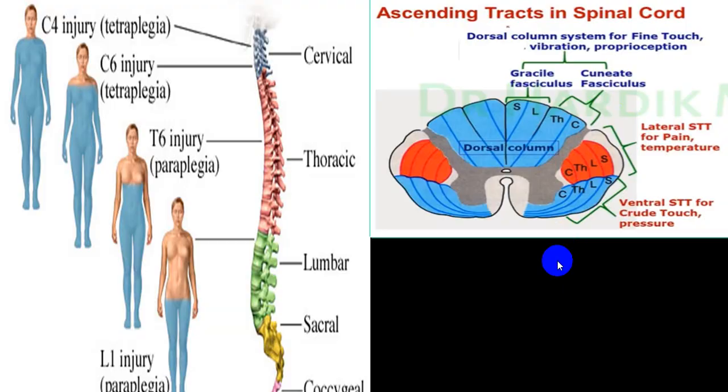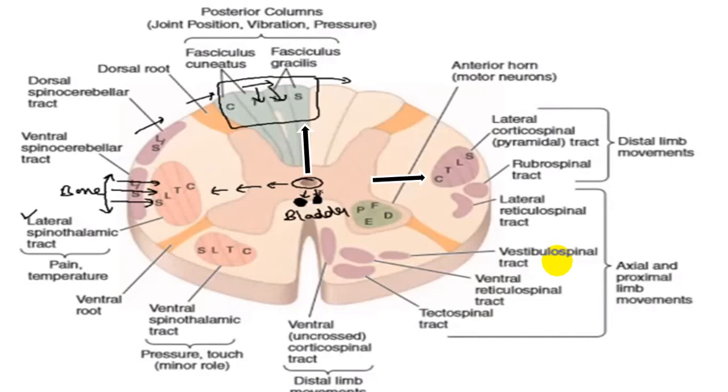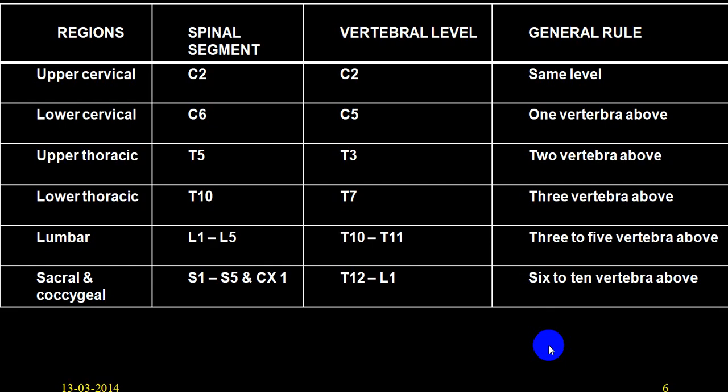And we have already mentioned that in a corticospinal tract, the outermost fiber will be sacral fiber, and the innermost fiber will be chest and upper limb. So if you correlate with the vertebral level, in upper cervical they are at the same level. At C5 level, we have to add 1. So at C5, the C6 spinal cord segment will be there.